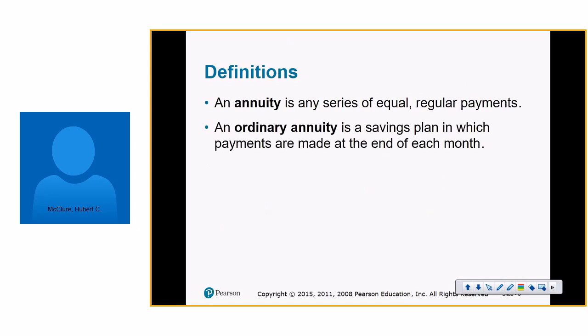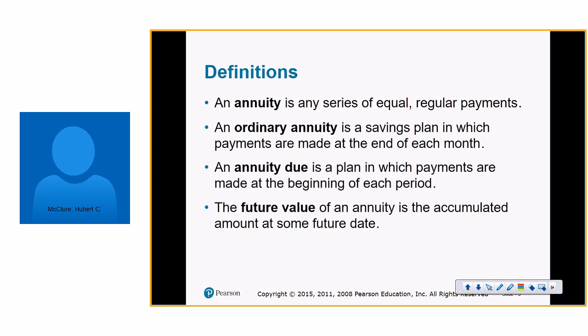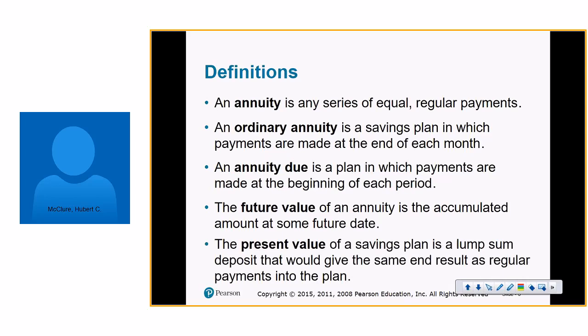Annuity. You go ahead and write these down, mainly annuity. You can write down the other ones or take a picture of it if you want to. An annuity is any regular series of equal regular payments. An annuity would be like something that you take out of your paycheck.